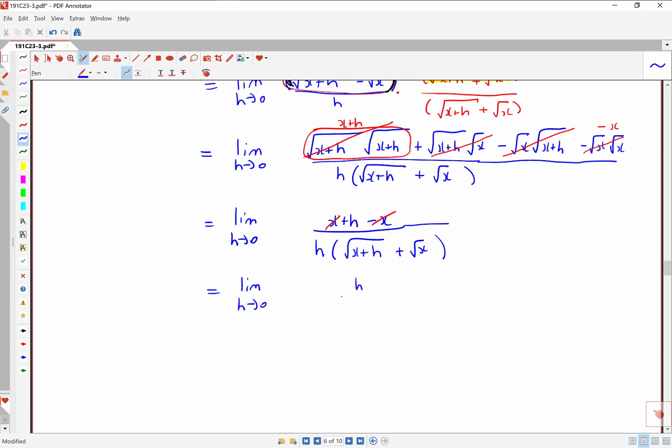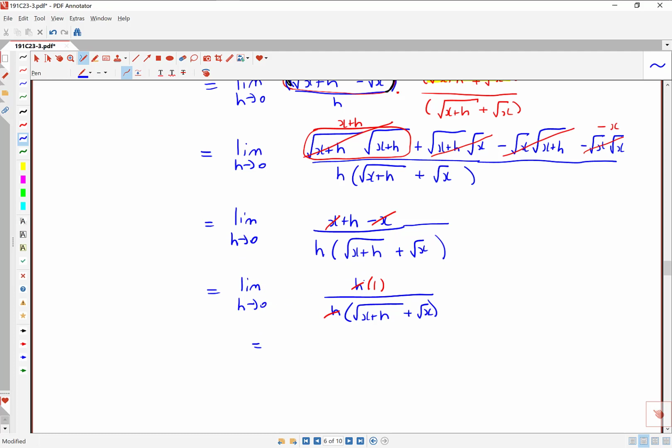So you've got h over h times some other stuff. Okay, and you can think of that h on top as being h times 1. So the factor of h cancels from the top and the bottom. And this is where we're actually going to be able to evaluate the limit now in our next step. So we've kept our limit sign on there. We're trying to figure out the limit as h goes to 0.